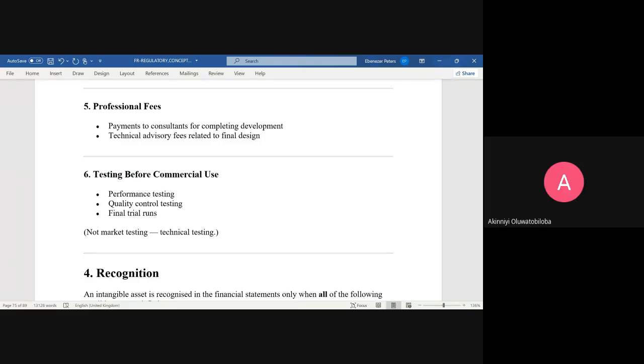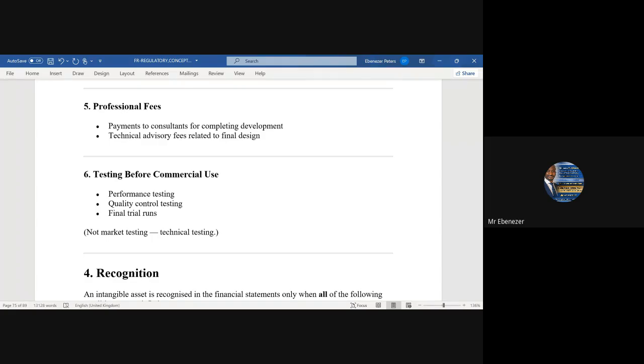Ability to use or sell the asset. F stands for what? Future economic benefit is highly probable. The probability that the future economic benefits will accrue to the entity is highly probable.